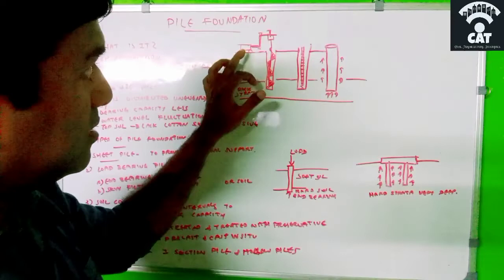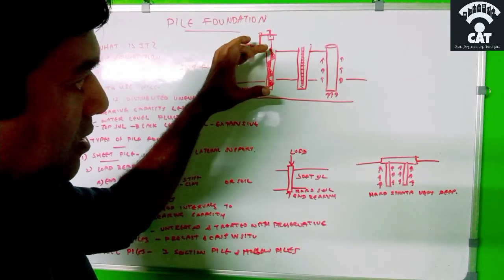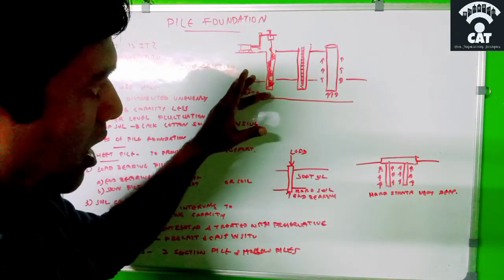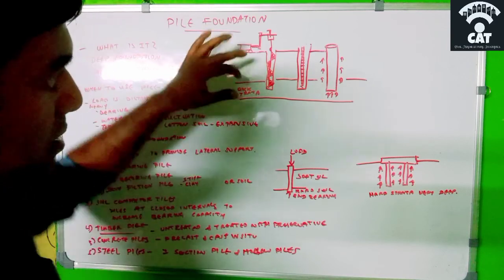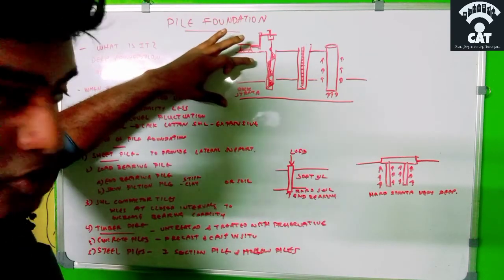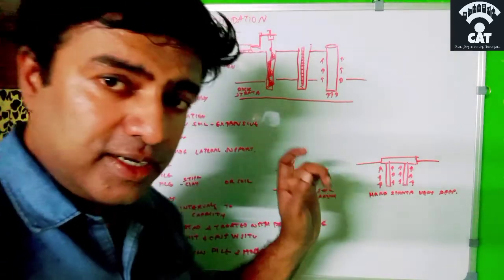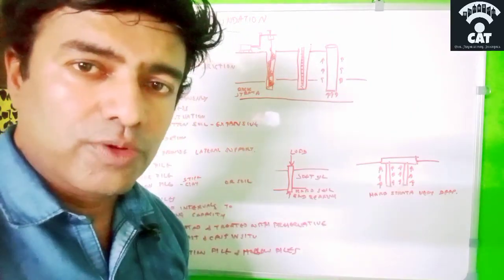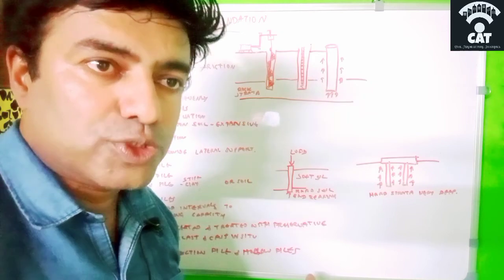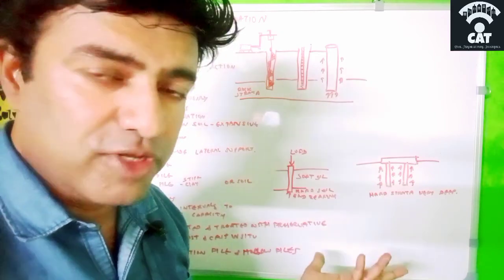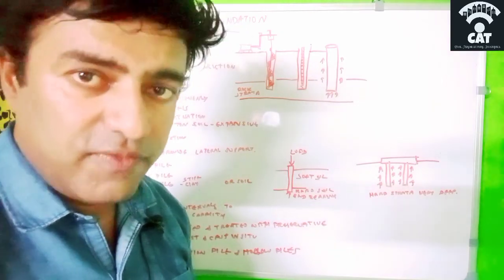See, this is a boring machine, and it bores a hole into the earth up to the concerned level. This part will be soft strata, and beneath it you will get a rock strata at a certain distance. It could be 1 or 2 meters, maybe 10 meters, it can go to 30, 50 meters. It depends upon the area available.